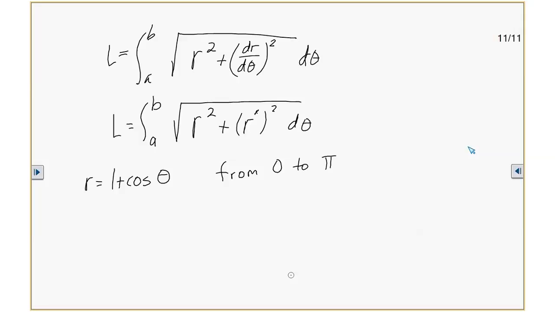And r prime is equal to negative sine theta. You should have that. So plug and chug. Do your algebra.